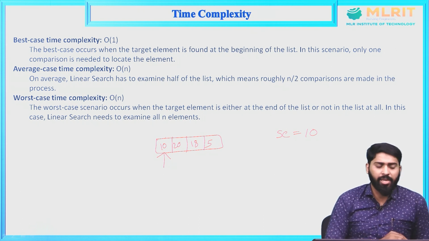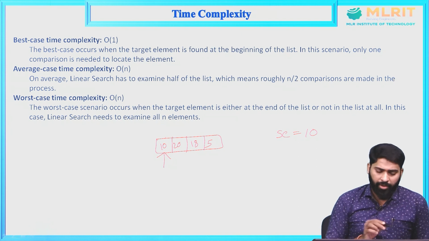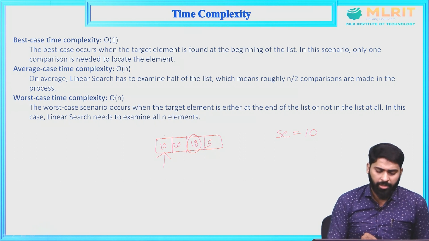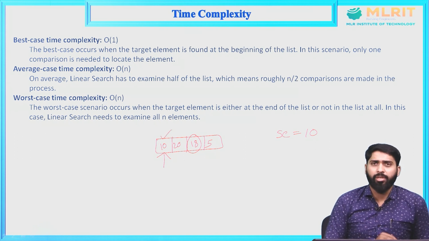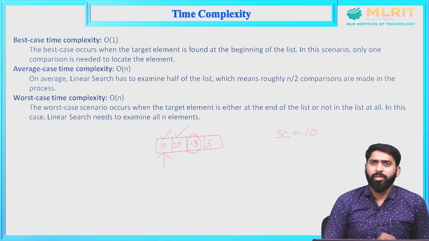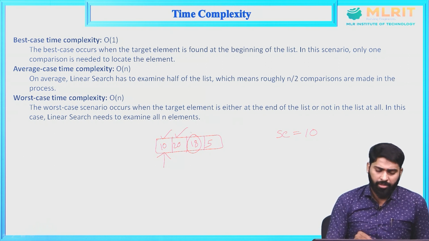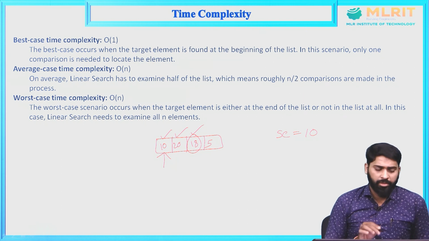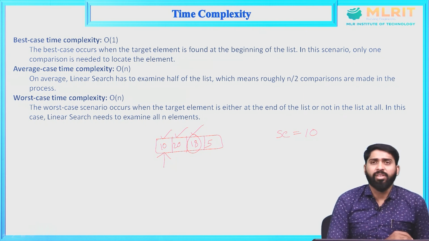Now what is the average case time complexity? For example, I am searching for 18. Now how many comparisons? 3 comparisons. So 18 equals 10 is the first comparison. Second, 20 equals 18, second comparison. Third, 18 equals 18. Now it is successful. Now the element is found. This case we call the average case.